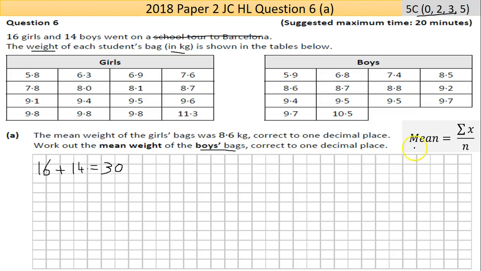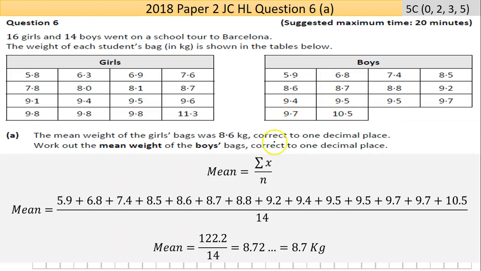So, in one sense, easy peasy. The formula here: the mean is equal to the sum of the data, all divided by the number of data points, or just add all your data and divide by the number of them. I'll go to the answer on the next page. I've got the formula again, it's in the maths tables. Add all my data together, so 5.9, 6.8, 7.4, 8.5, and onwards.